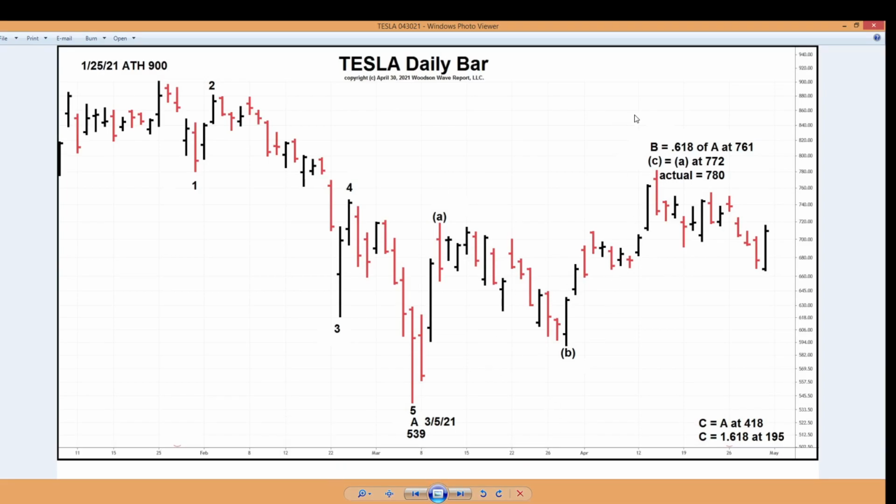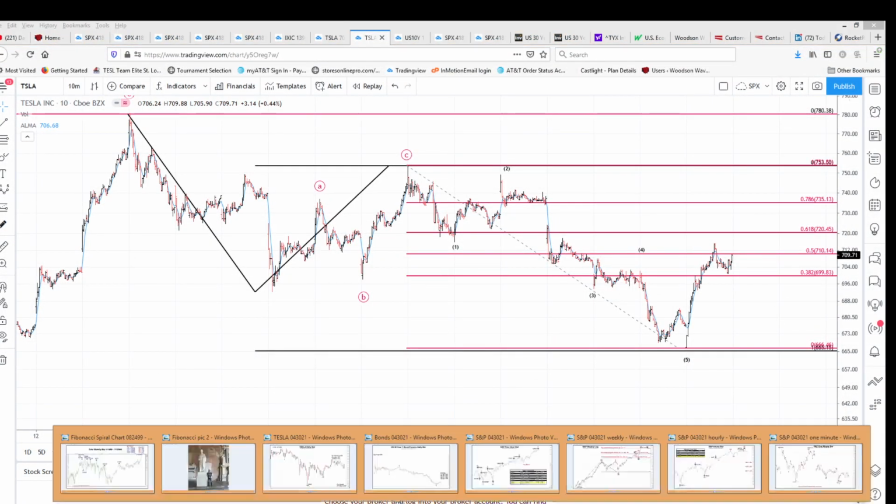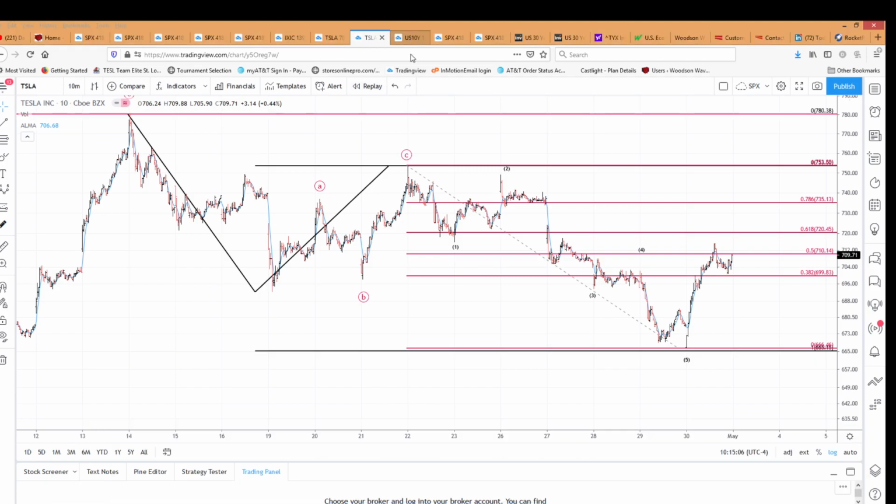We have that ABC up here where C equaled A at 772. And this B wave high was a 618 at 761, and the actual high was 780. So that was a nice spot for it to turn as it did. You can see our targets right there for wave C down, 418 and 195. I don't know if I have another one with the smaller wave count in Tesla? I do not. So let's move to the bond market.